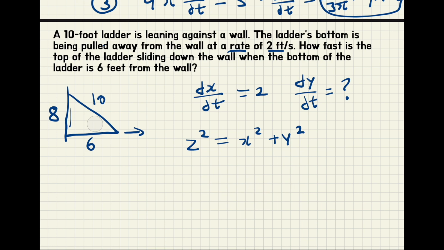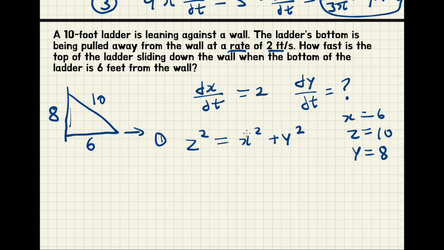Now, since we have all our variables, the first step was finding the equation, and the optional second step was making sure we have all the variables. We have x, which is 6, and z is 10, which is given to us, and using the Pythagorean equation we knew that the y length is 8, right? And we're finding dy/dt.